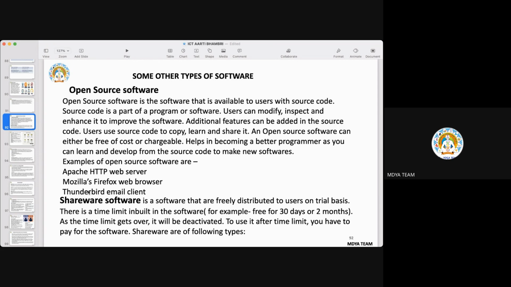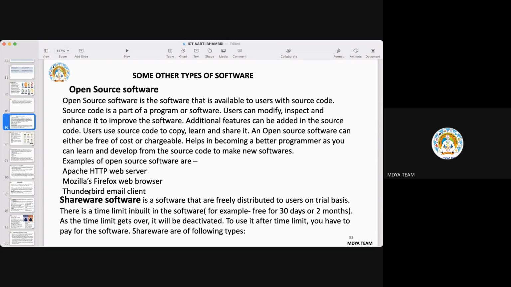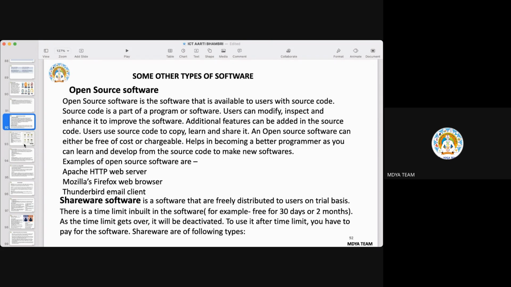And shareware are software that are freely distributed to the user on a trial basis, for free for a limited time when you buy a system, like for 30 days or for 2 months, and then they start charging. So those types are called shareware.